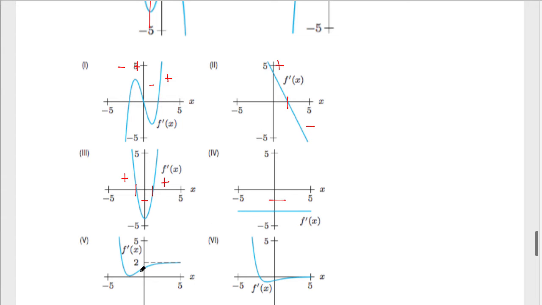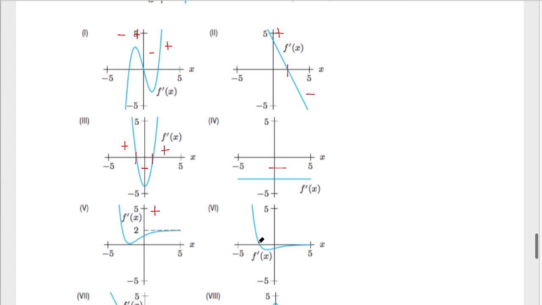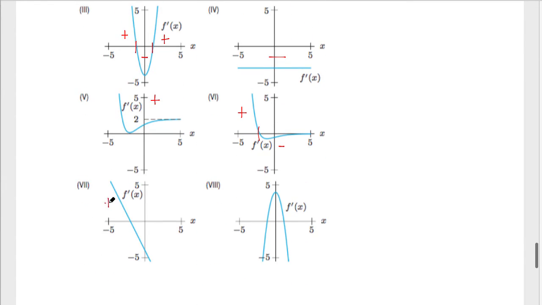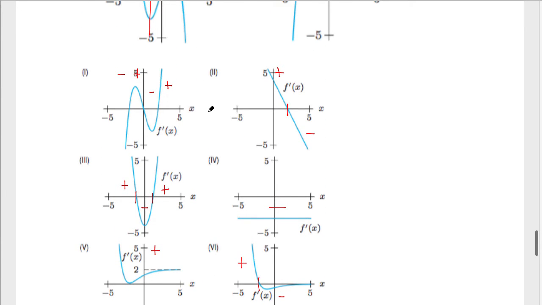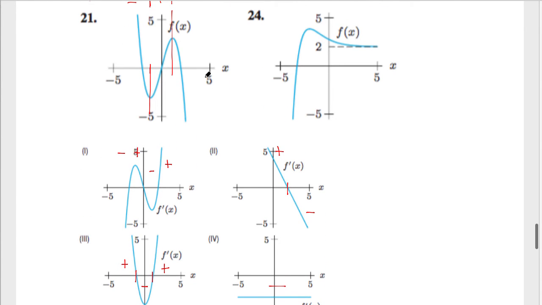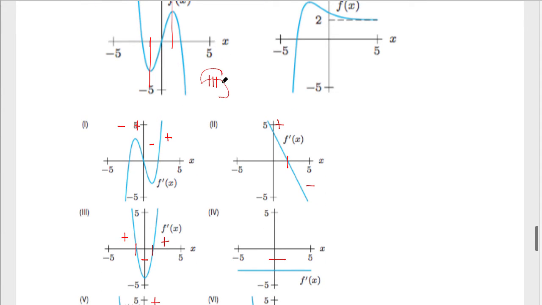Here, it's all negative. Here, it's positive the entire time. Here it is positive and then negative. Here we have positive, then negative. And then here we have negative, positive, negative. So out of all of these, it appears that Roman numeral 3 is the correct graph of f prime.